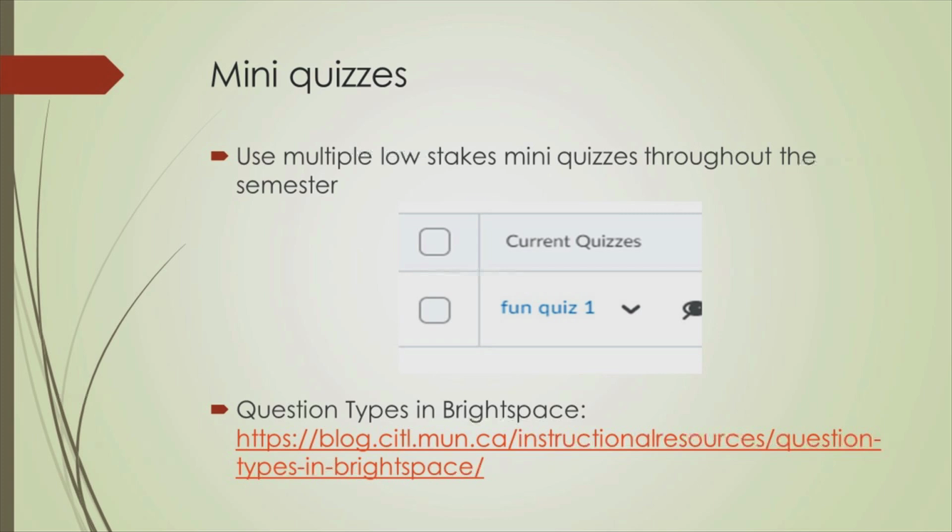Next, we're going to look at mini quizzes. Having multiple challenging, low-stake quizzes throughout the semester rather than 2 to 3 big exams is recommended. These can be auto-marked if they're carefully created. And for the types of questions that we have in Brightspace, the URL is here.